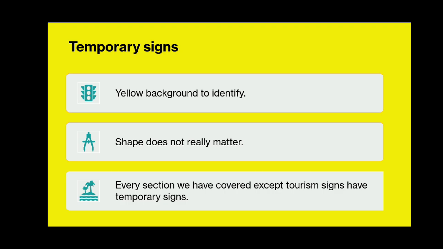Now, here's an important rule to remember when it comes to temporary signs. When a temporary sign and a permanent sign are in conflict, that means they're saying two different things. The yellow temporary sign will always win. So you must follow the temporary sign before you look at the permanent sign.